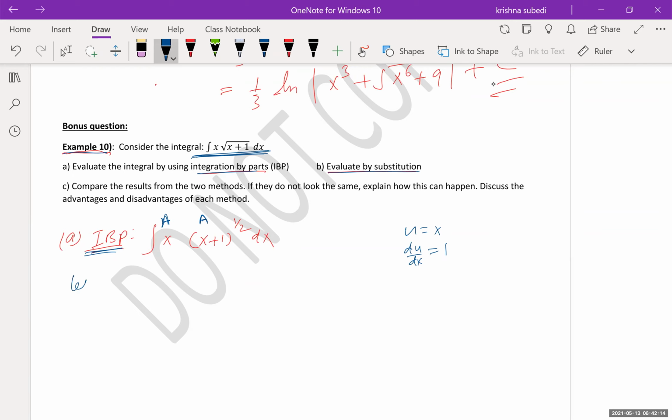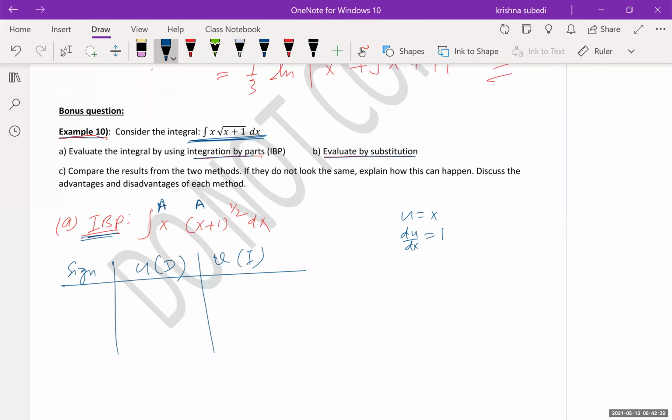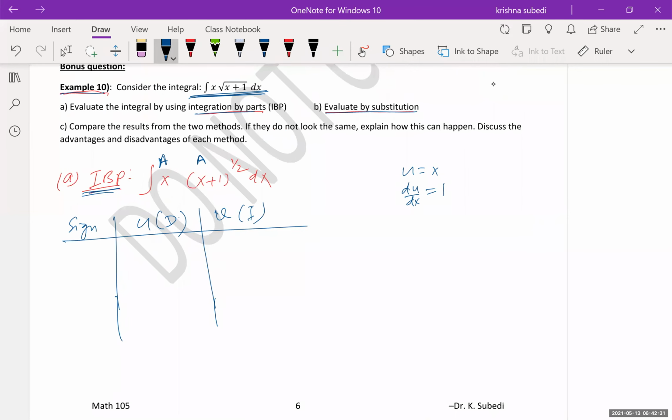So let us suppose that u is x. Let us use the table here. Assign u and dv here. This side derivative, this side integration. And I want you to complete both part A and part B yourself.